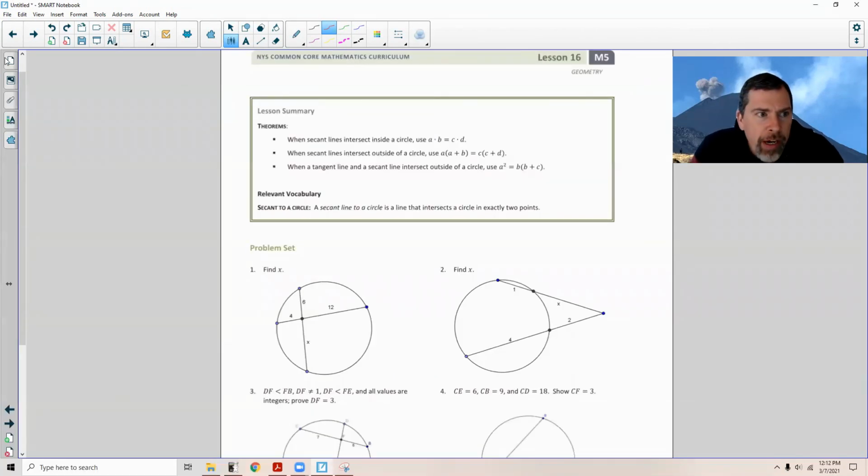Okay, page 5, is it 5? Yeah, page 5 brings us to the end of lesson 16. Review the lesson summary and the relevant vocabulary and go to your problem set.